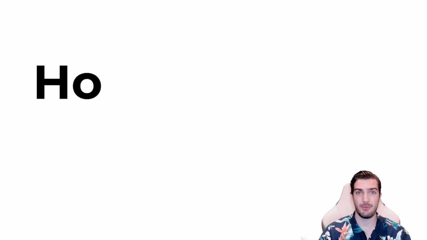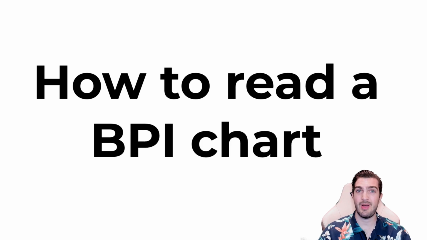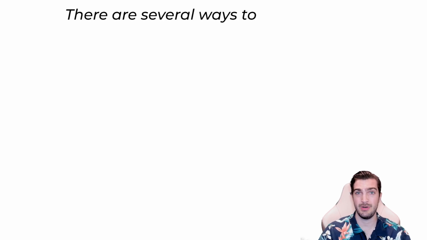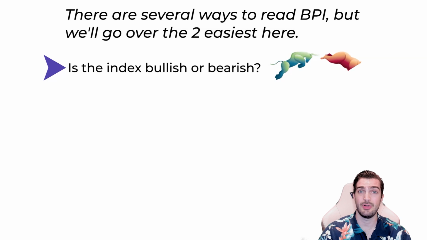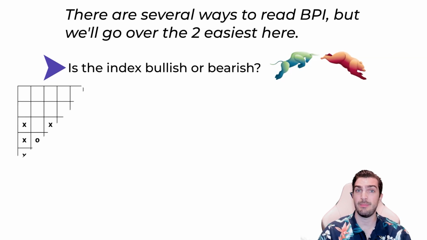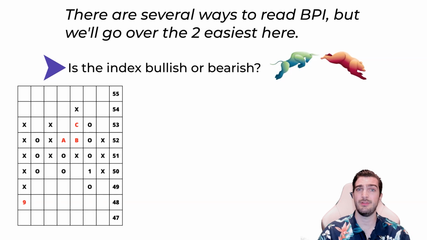Now that we've plotted our BPI on a chart, let's talk about how we can read that chart. There's quite a few different ways to make sense of the information on a BPI chart, but here are 2 of the probably easiest ways. The first is by using the chart to say if that group or that index is currently bullish or bearish. To do this, we place a line right in the middle of the chart at 50%.